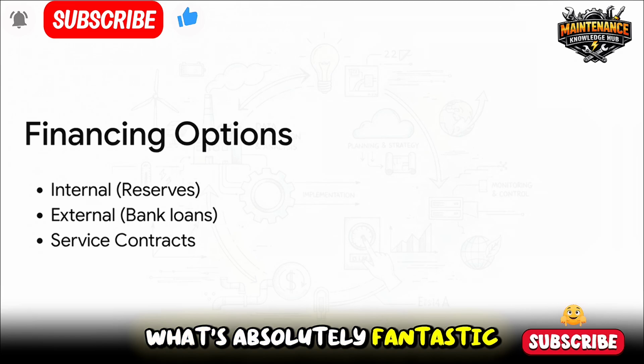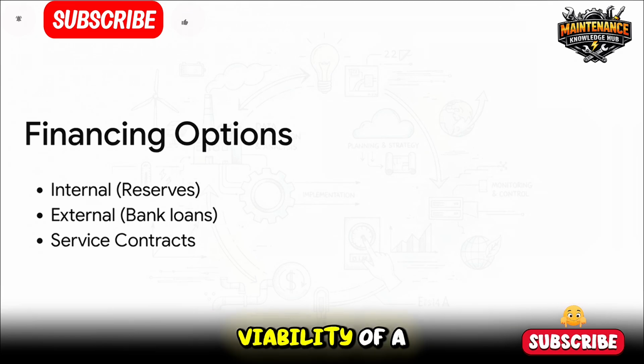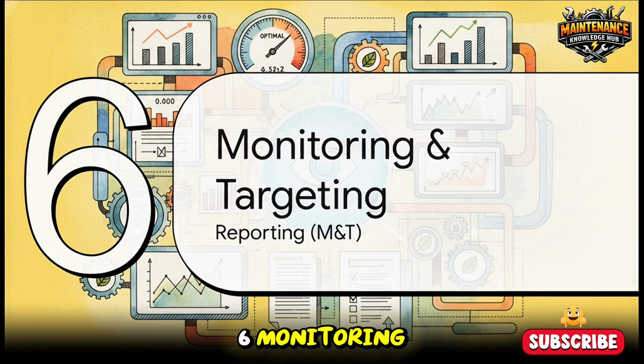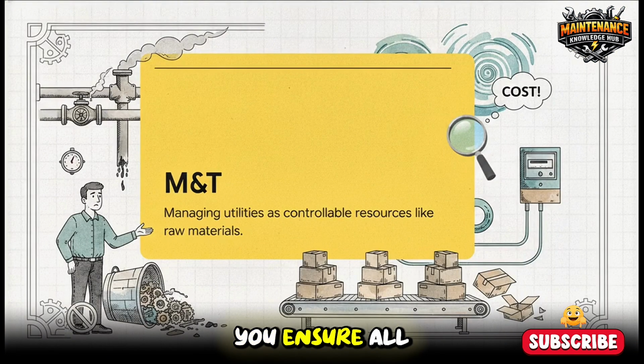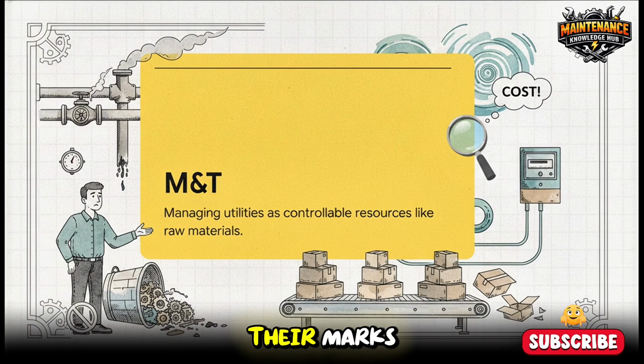What's absolutely fantastic here is that factoring in energy efficiency can often dramatically improve the financial viability of a project that had literally nothing to do with energy in the first place. And finally, Section 6, Monitoring, Targeting, and Reporting, or M&T. This is how you ensure all those shiny new projects you just funded and built are actually hitting their marks.